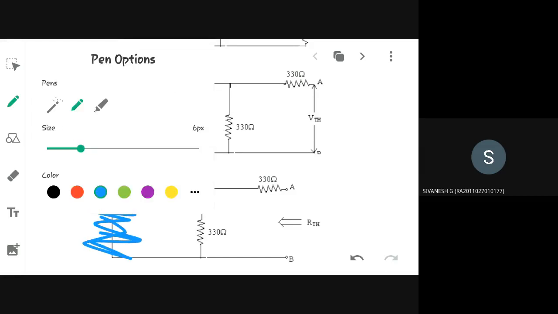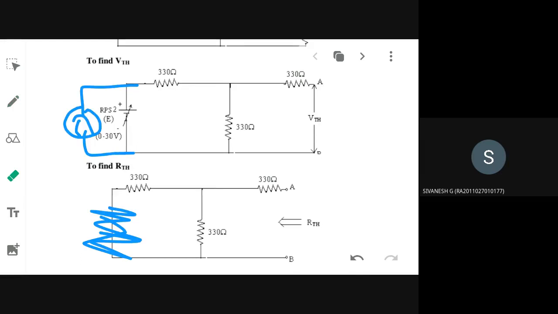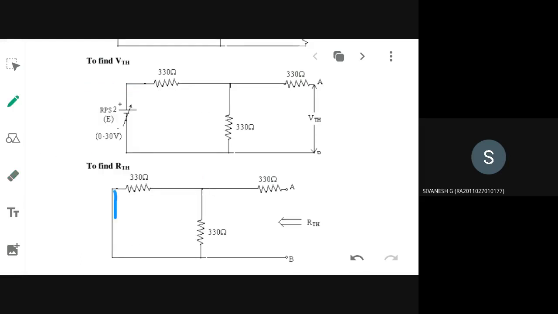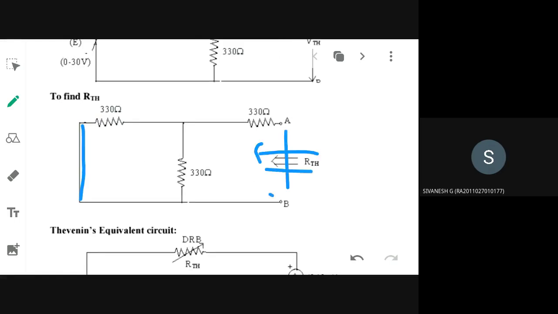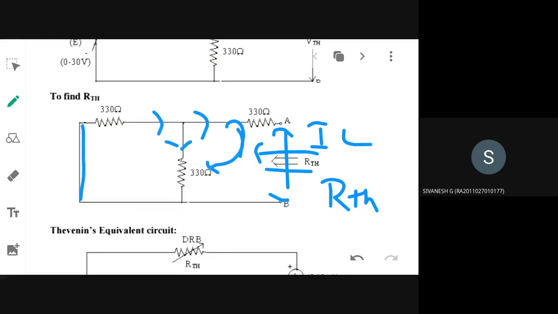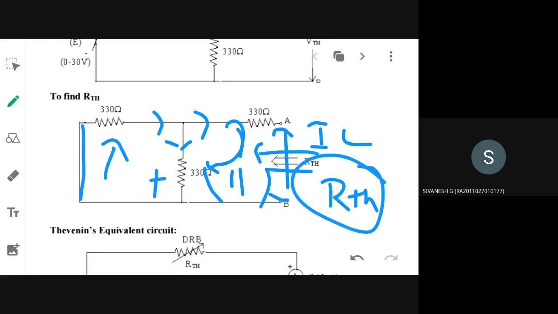Then because this problem is not having any current source, I am shorting the voltage source. Then from this terminal, here only I need to find out IL. So from that terminal I have to look back and find out the equivalent resistance. That resistance is called Thevenin's resistance, or RThevenin. These two are in parallel, that will be connected in series with 330. That is how we will be calculating RThevenin. Understood?